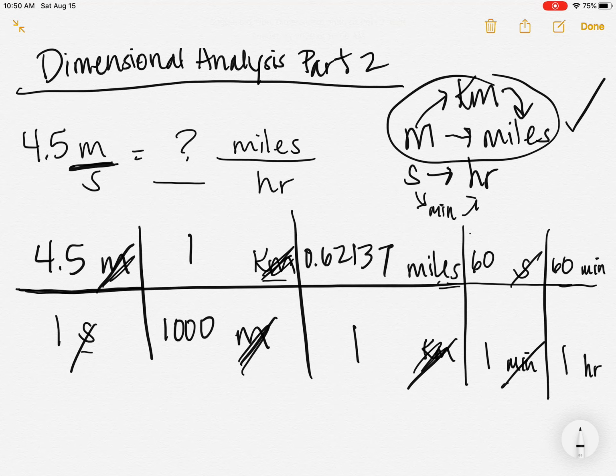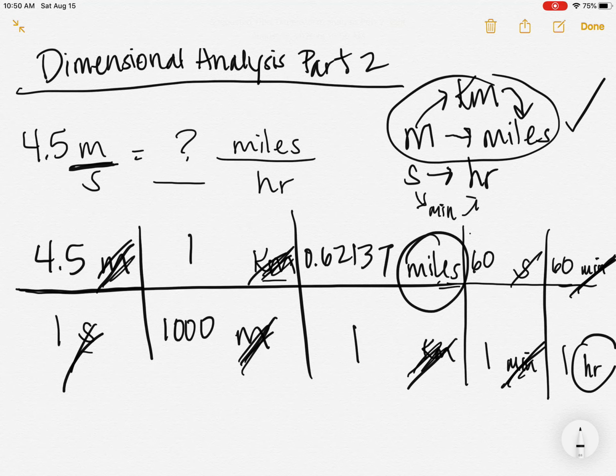I forgot to cancel my minutes. There we go. If you look, all my units have canceled except for miles per hour. So other than doing a calculation incorrectly on my calculator, I have to be correct because my units are correct.